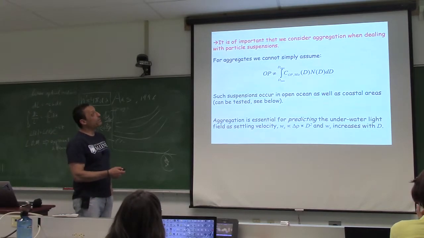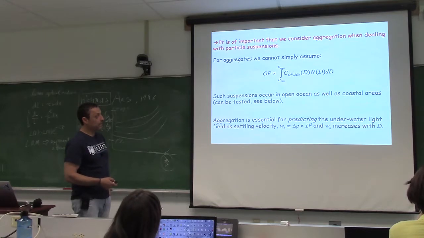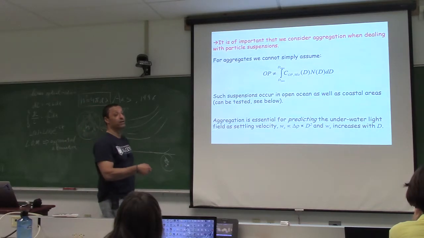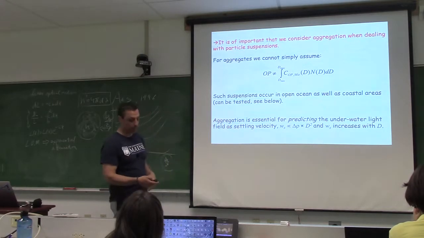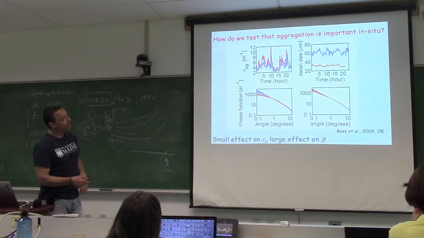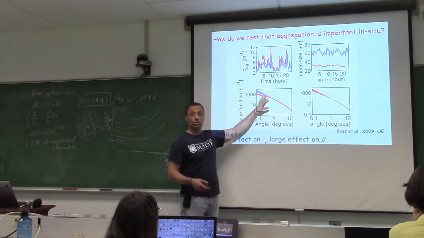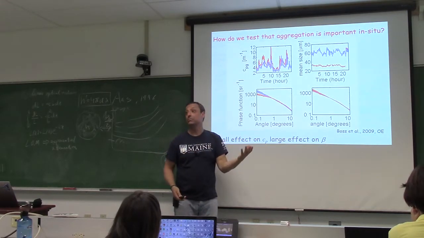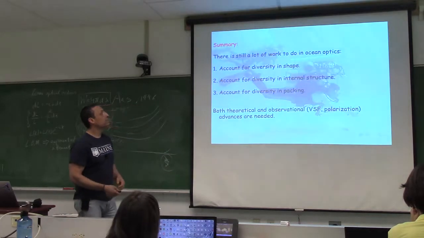So again, for aggregates, we cannot assume that we can use just Mie theory to model them. And aggregation is essential for predicting underwater light fields and settling velocities. So this really matters, particularly for people that work in coastal waters, but also in the open ocean. I showed you this one. If this was done at the dock, we can break aggregates in the ocean. You can do it yourself again. You can take an instrument, break the particles before they go in, and see if it makes a difference for your measurement. And if it does, that tells you that these aggregates can matter.